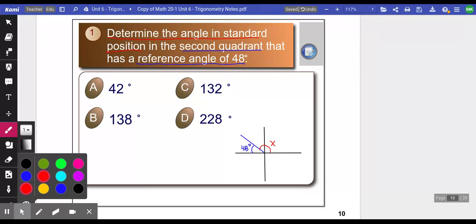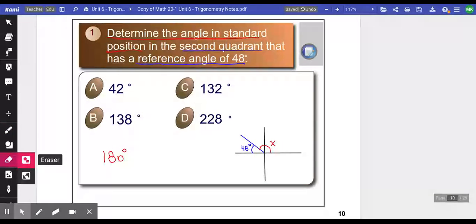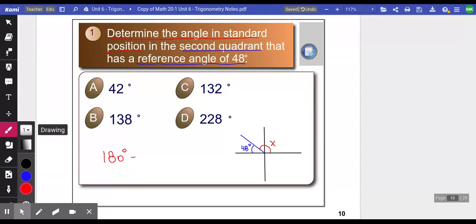To figure that out, we would go 180 degrees because that is what would get me all the way to here. And then we're going to subtract away that 48 to be left with our standard position angle, which would be 132 degrees. C was your answer. Cool.